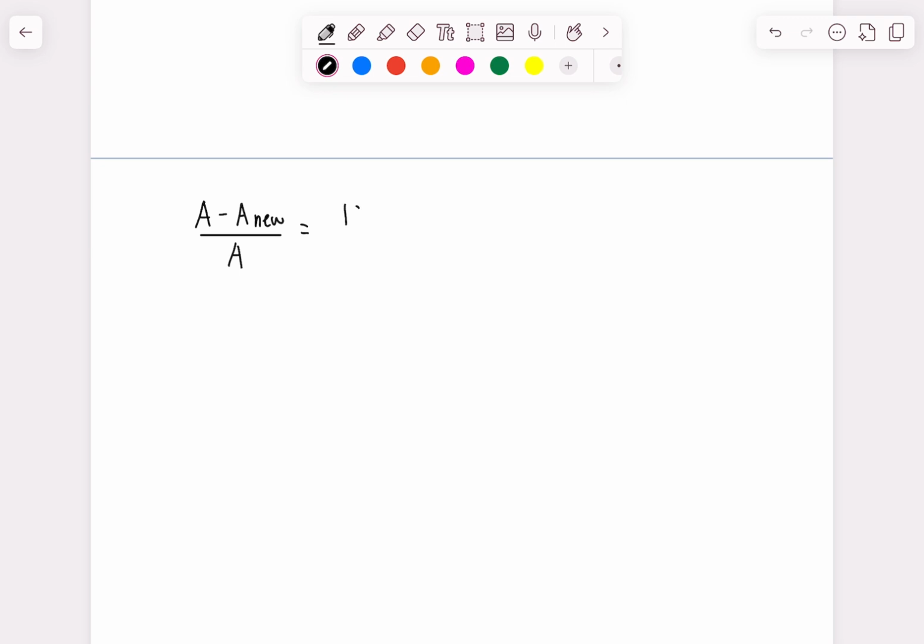And that's going to be 18 feet squared minus 15 feet squared over 18 feet squared. And that's going to give us 0.1667, which is equal to about 16.67%. So that is our percent reduction.